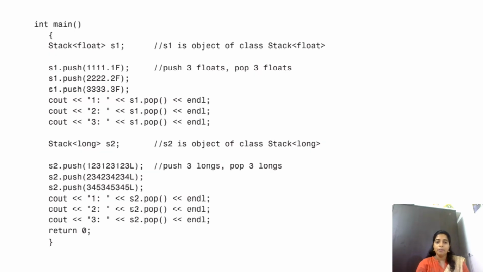So in the main function, we are doing it like this, that is stack float of S1. We declare whether it is a float number or something else. So we push the float values and we can pop the float values. If it is long, we have to declare it like this. If it is an integer, we declare stack int of S3. While creating the object itself, we have to declare its data type. So when we declare it as long, we push all the long variables and we can pop only the long variables. This is the concept behind class templates.